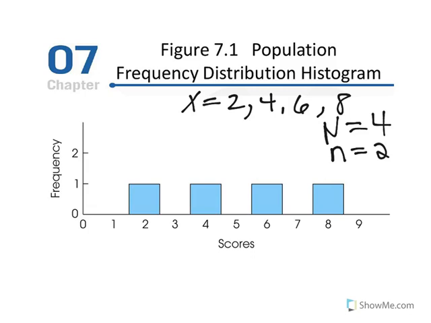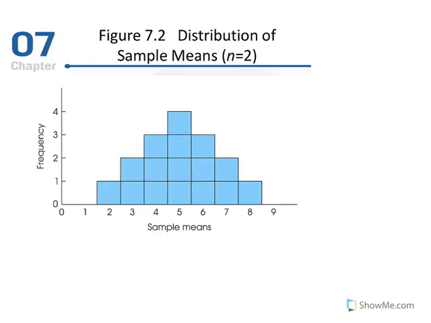And this is what the original distribution of the population looked like with those 4 scores. Now, what we've done here is constructed a distribution of sample means where the sample size was equal to 2. And again, notice what we had concluded looking at that last column.